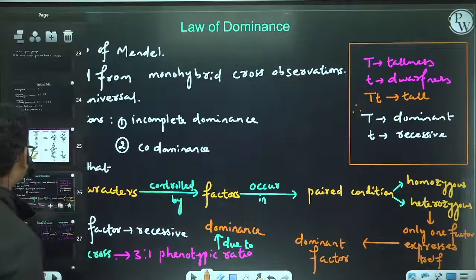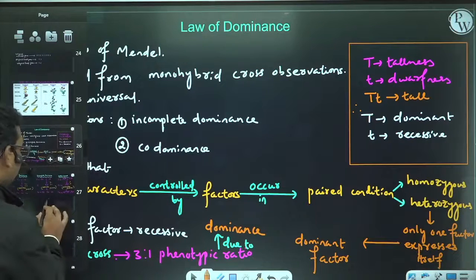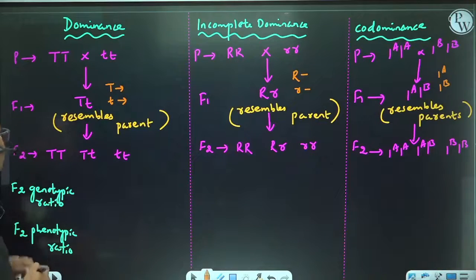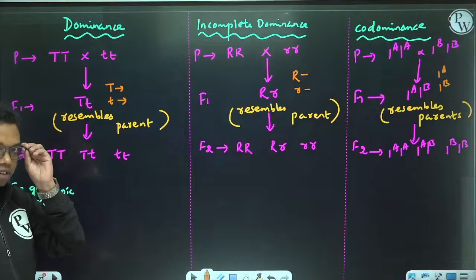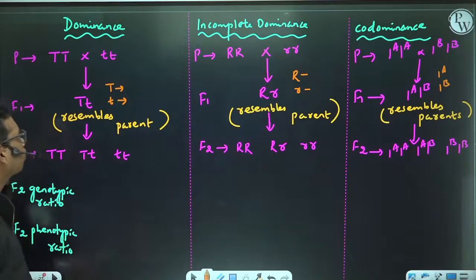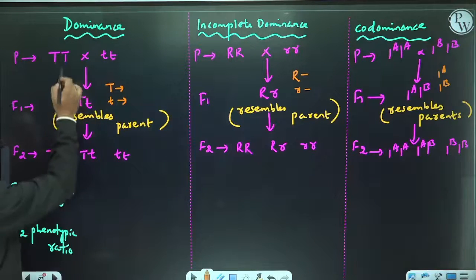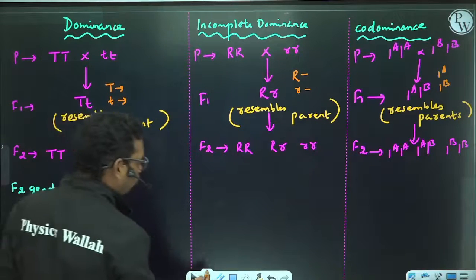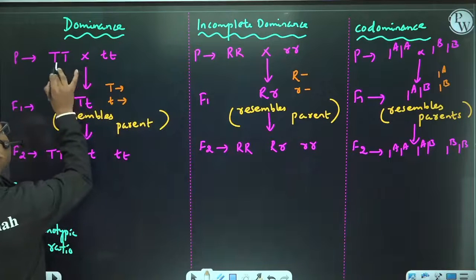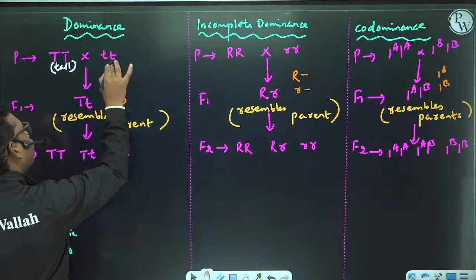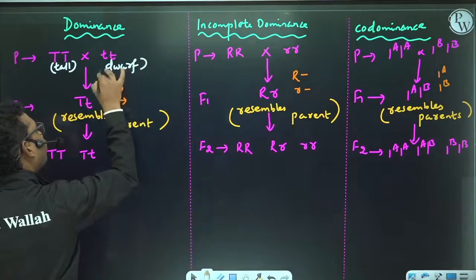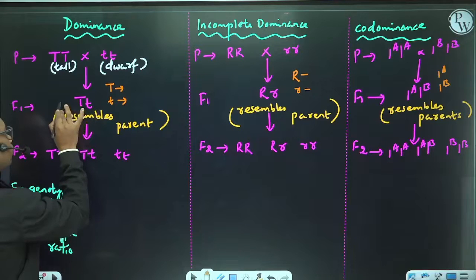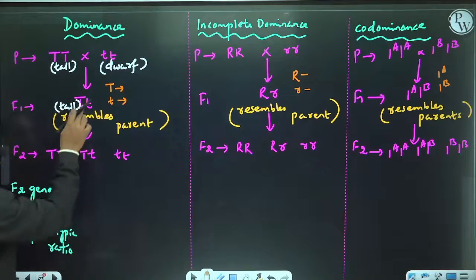Okay, now let's compare the dominance with incomplete dominance and codominance. So I have taken the character here. The character is height of tree plant. So this is parental generation. So capital T, small t, this is dominant parent, this is recessive parent. So this individual will be tall, and this individual will be dwarf. And when we cross them, I will get capital T, small t, and this is also tall. This is F1 generation.